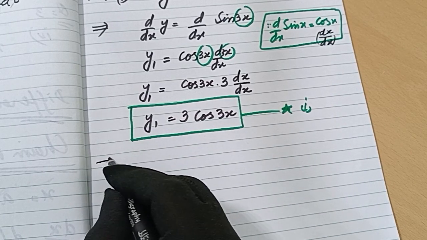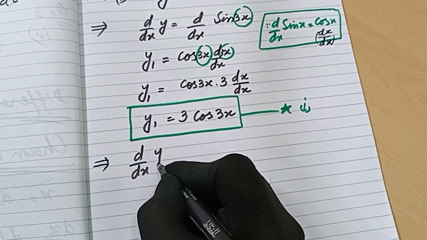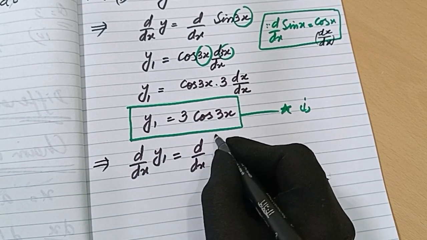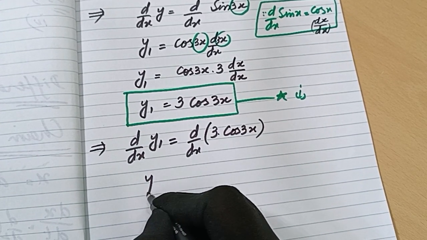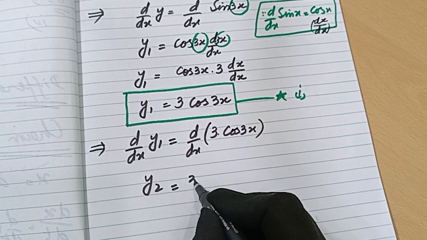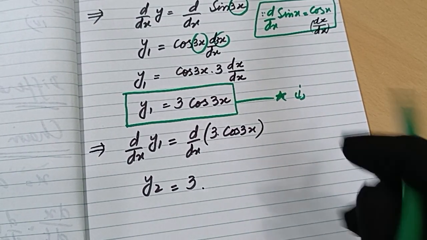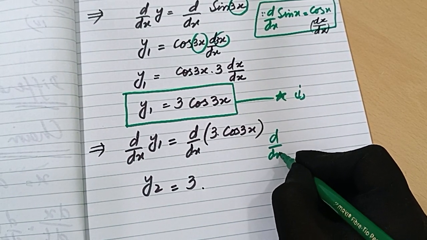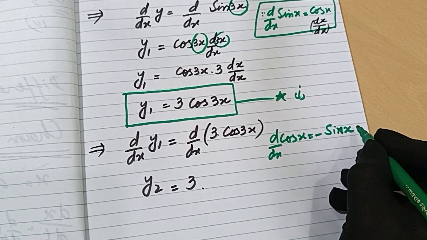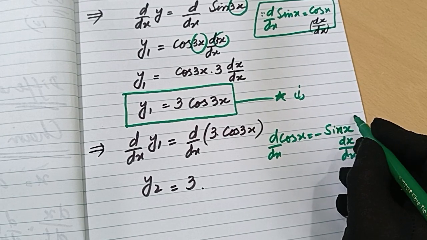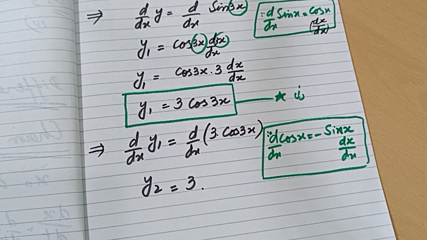Now differentiate again. Take the derivative again of y1, the complete function, and write it down as it is. The derivative of y1 will change to y2. 3 is a constant, so write it at the start. Now, what is the derivative of cos? d by dx of cos x equals minus sine x, and then dx by dx. You can give this reference and use this relationship.